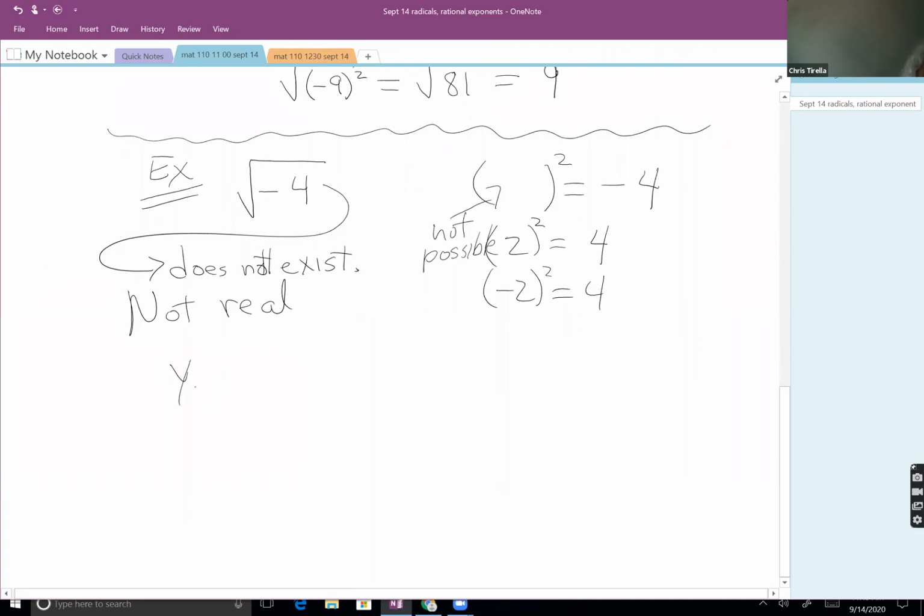So you cannot take the square root of a negative radicand. We'll find later today that there are some roots that we can take, but you cannot take the square root of a negative radicand.